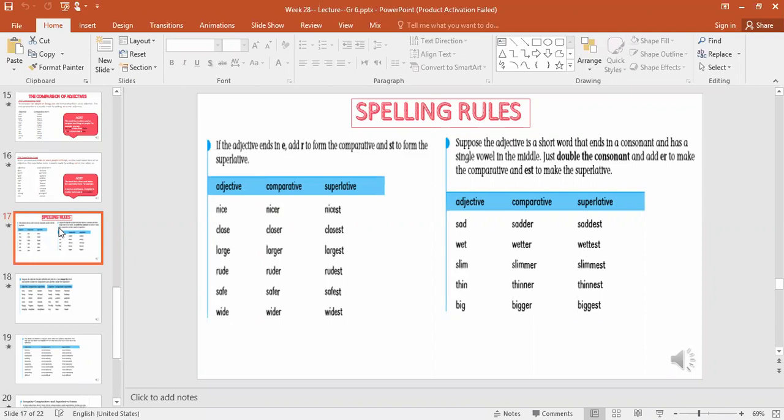This is concerning the adjectives that already end with E. Now we move to the adjectives that are a very short word, a one syllable word, and they end in a consonant and have a single vowel in the middle. In this case, we have to double the last consonant and then add er or est, like sad, sadder, saddest. So I doubled the consonant. Wet, wetter, wettest. Slim, slimmer, slimmest. Thin, thinner, thinnest. Big, bigger, biggest.